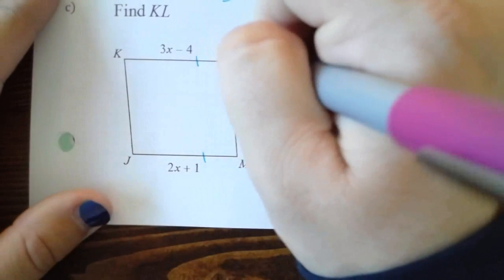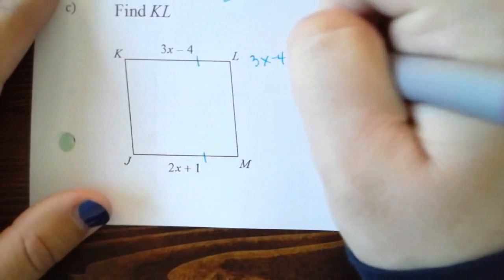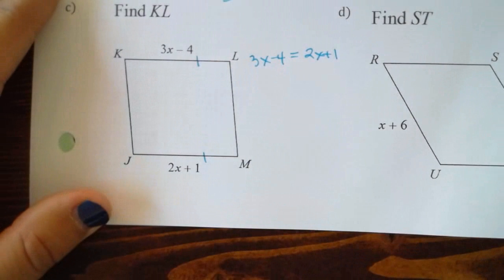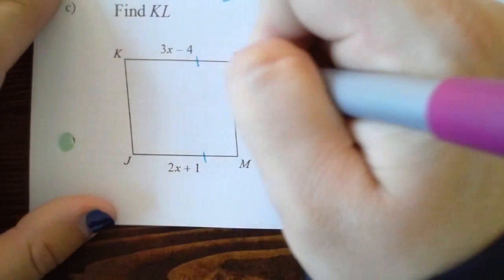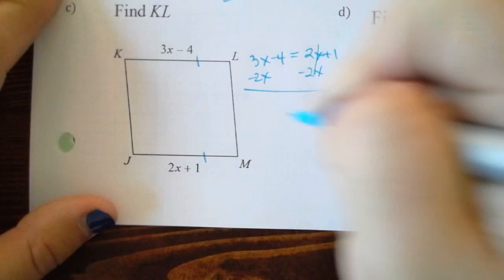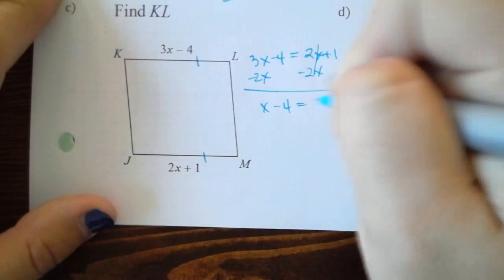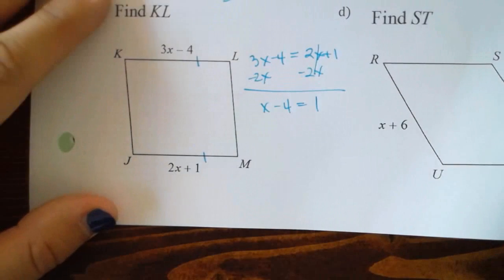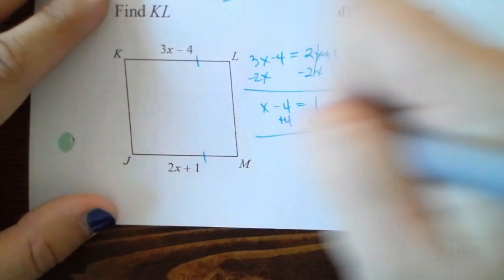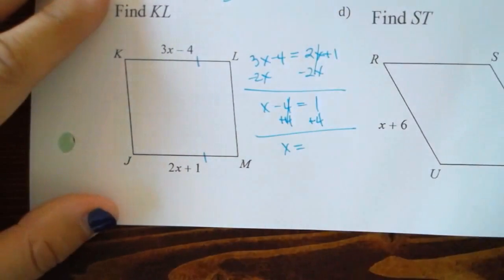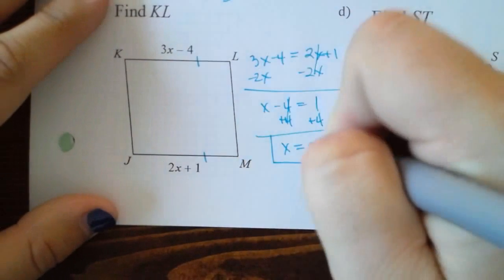I'll say 3x minus 4 equals 2x plus 1. Which of the 4 rules is this using? Rule number 2. Good. Subtract the 2x. So x minus 4 equals 1. Add the 4. X equals 5. Very good.